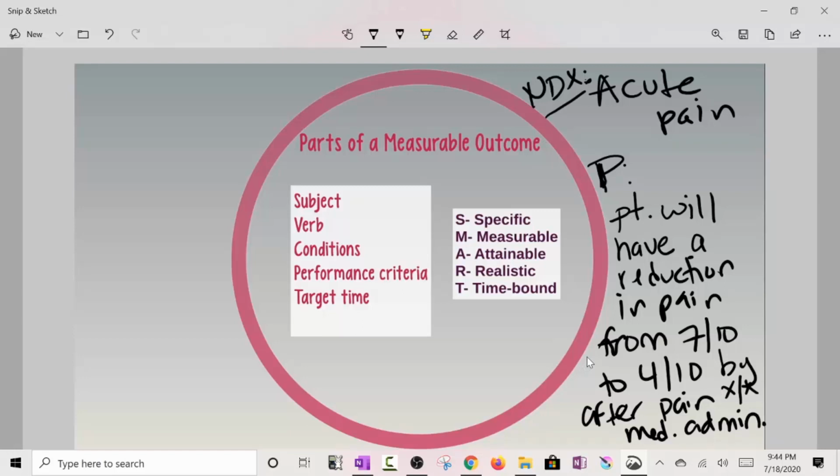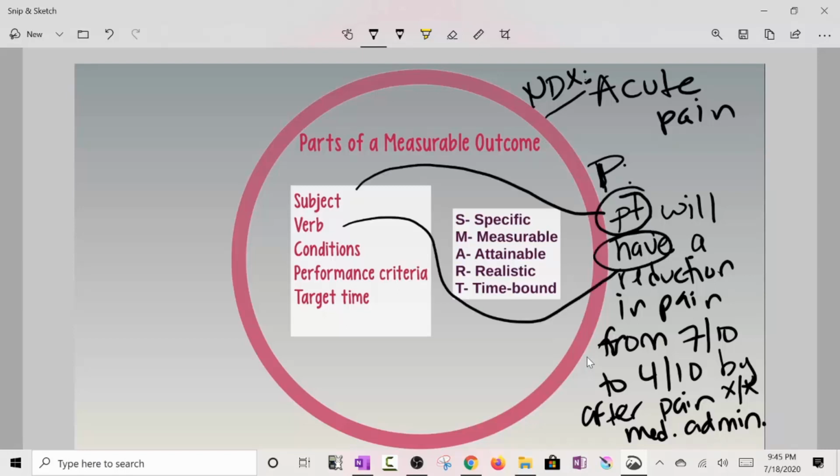So let's see if we have all the parts here. Okay, the subject is the patient. The verb is have. This one does not have a condition. Performance criteria is a reduction in pain. And the target time is either after pain administration or by whenever.